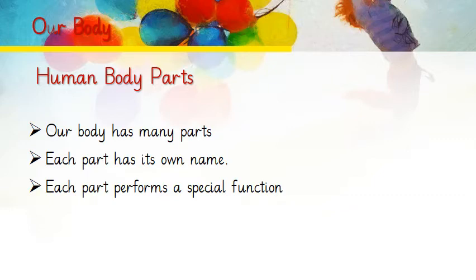Alright children, if we discuss human body parts, our body has many parts and each part has its own name. If you observe your body starting from head, arms, legs, ears, nose, hands, so many other parts of our body. And each part has its specific function to perform. Like we move with the help of our legs and feet, we hold the things with the help of our arms and hands, we see the things with the help of our eyes, etc. So each body part has a different function to perform.